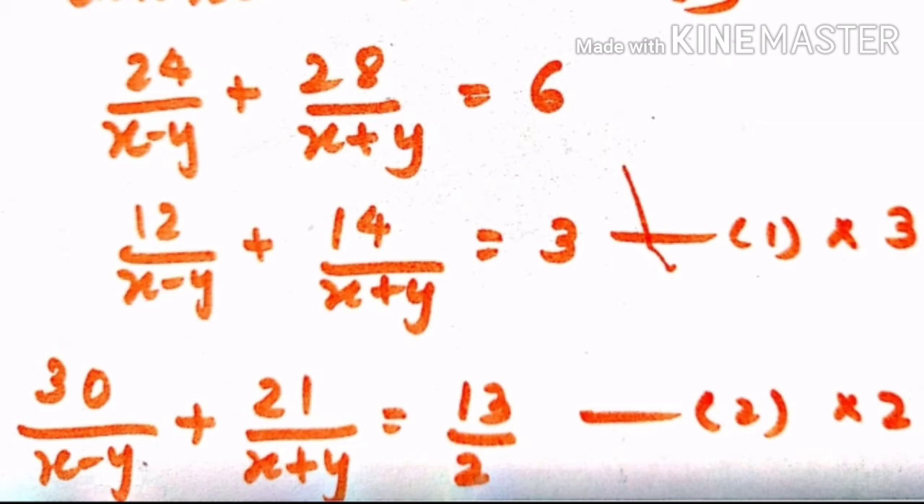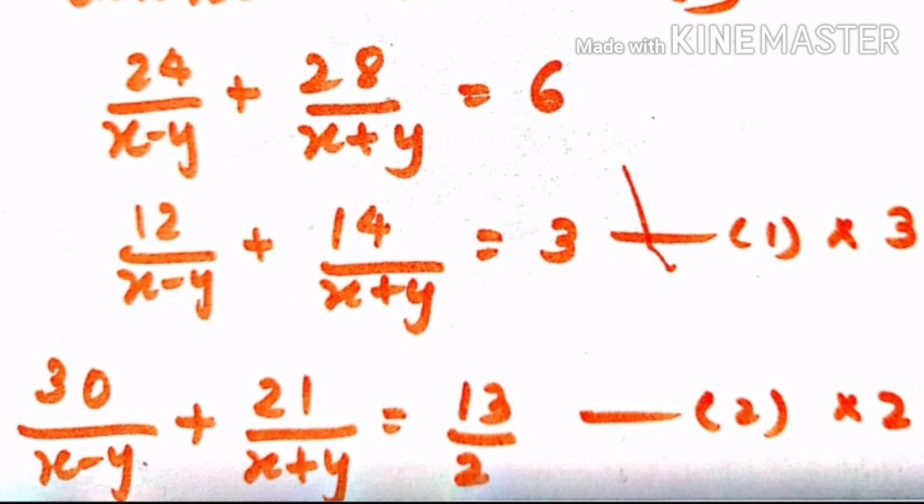Now you read the second condition in question number 29. It goes 30 km upstream, again 30 km upstream means 30 upon x minus y, and 21 km downstream, so plus 21 upon downstream speed x plus y. This way we get 30 upon x minus y plus 21 upon x plus y in 6.5 hours. The time given in the question is 6.5 hours, so I have converted 6.5 into an improper fraction and written 13 by 2, which is my equation number 2.